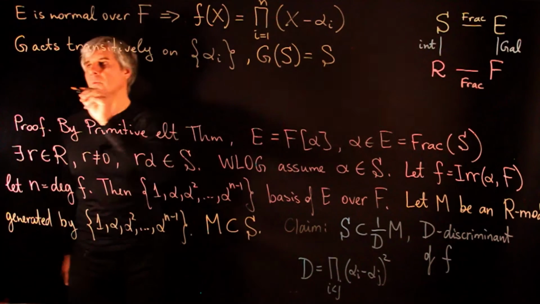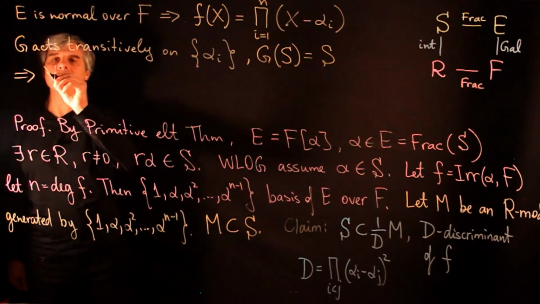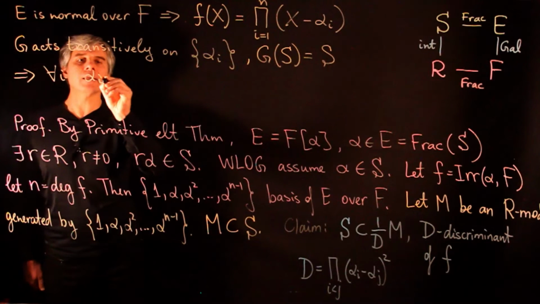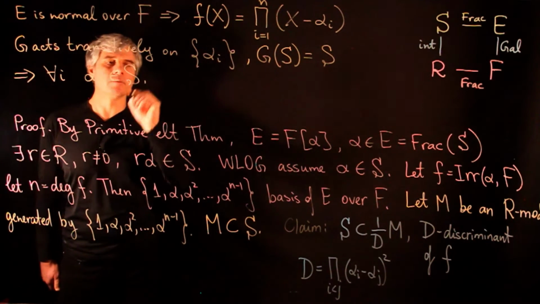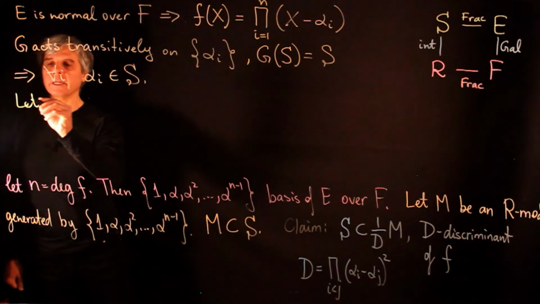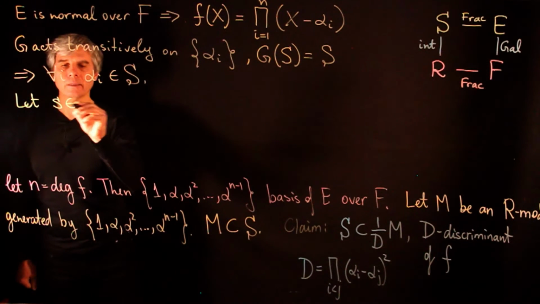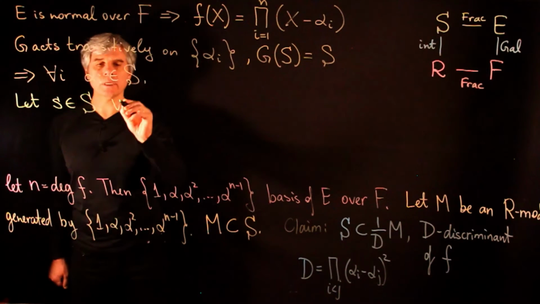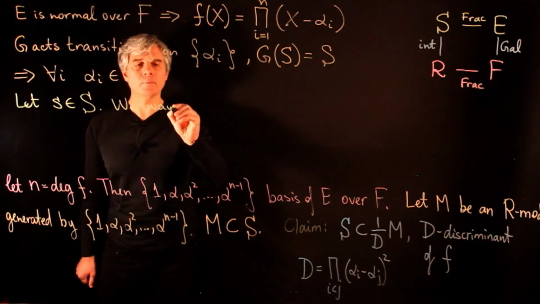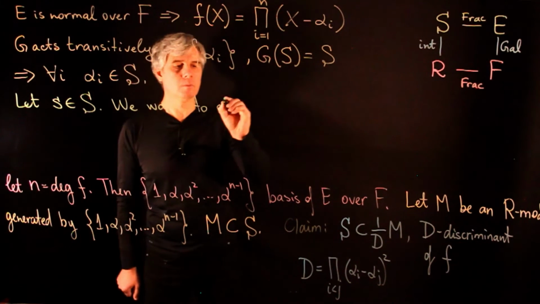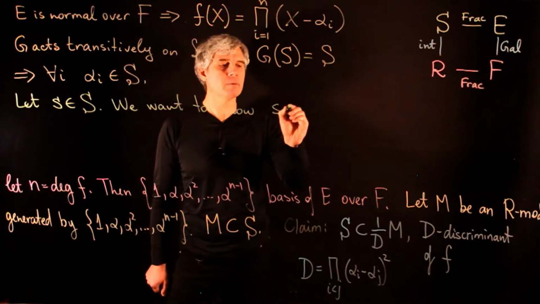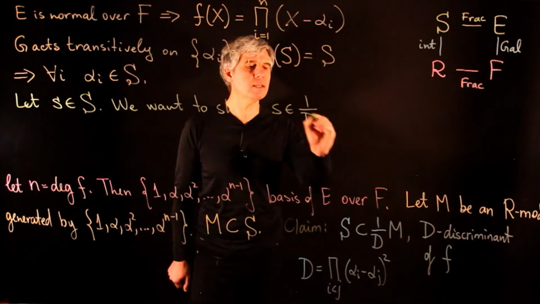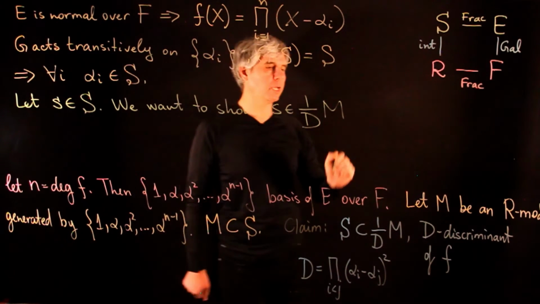So from here we conclude that for all i, alpha_i is in S. Consider an arbitrary element s in the ring S. We want to show that s belongs to 1 over D times the module M.